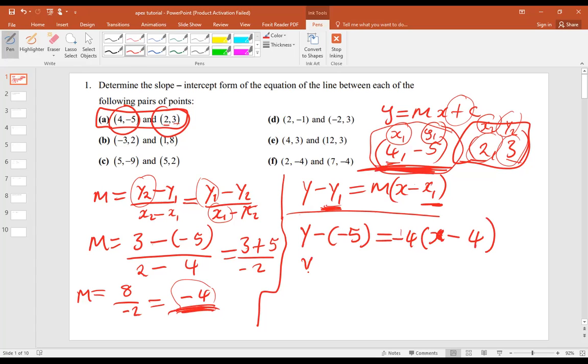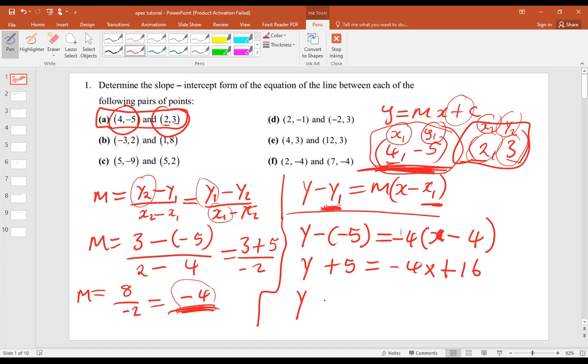So this will now be equal to y. Negative times negative will be +5. Then -4 times x will be -4x. And then -4 times -4, the answer will simply be +16. So this is straightforward. I'm just going to simplify this equation.